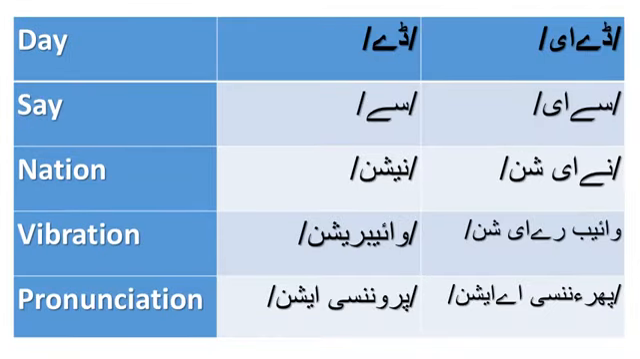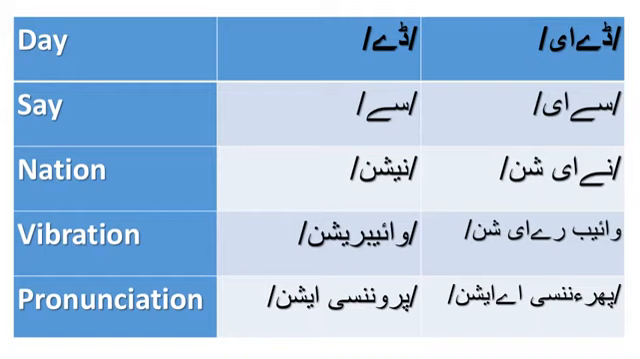D-A-Y is not day, but day. S-A-Y is not say, but say. N-A-T-I-O-N, nation is correct, but not nation. In Pakistani English, we say nation. This is not correct pronunciation. The correct pronunciation is nation.